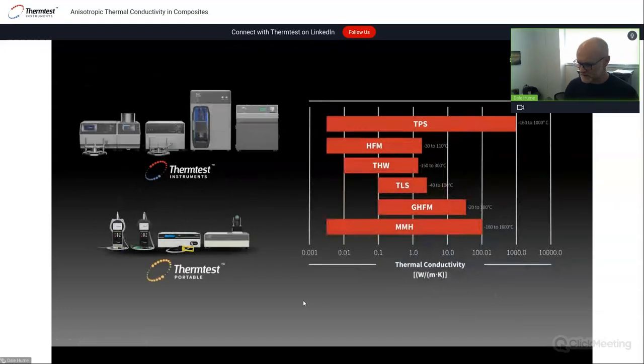The types of methods that Thermtest is involved with are bridge, transient, and steady state. This little graph is a snapshot of the thermal conductivity ranges and methods, as well as temperature: transient plane source, heat flow meter, guarded heat flow meter, transient hot wire, transient line source. And they all have a special range of use. Some of them are more flexible, some of them more focused.